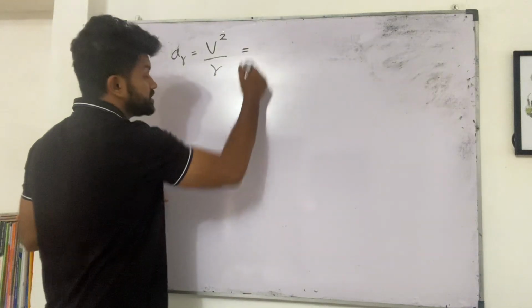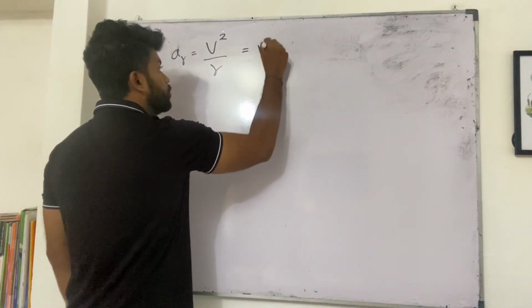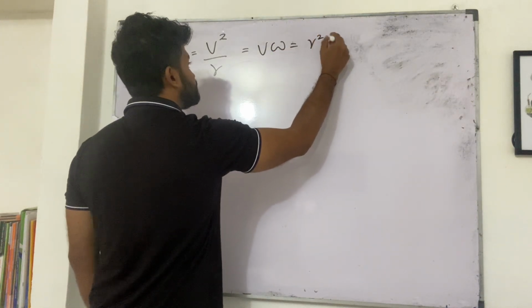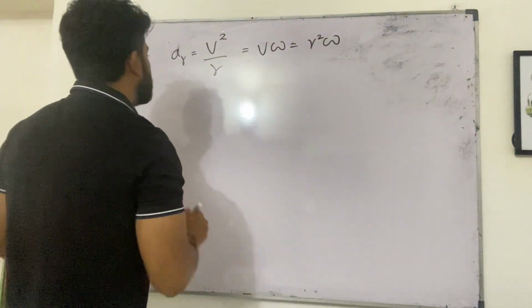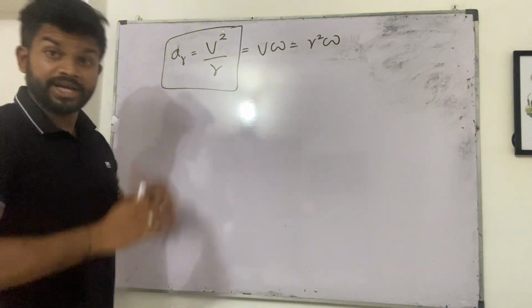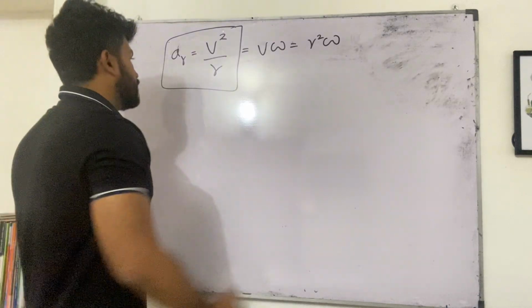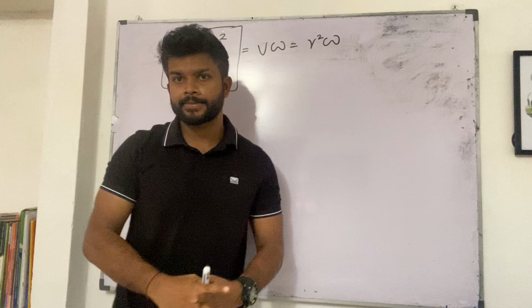There are a few other equations as well, right? The next one is r omega squared, or v omega. Any of these equations is applicable, but I'm going to prove this one, and hence we can prove any other equation. That's why I'm going to use the vector method to prove this equation today.